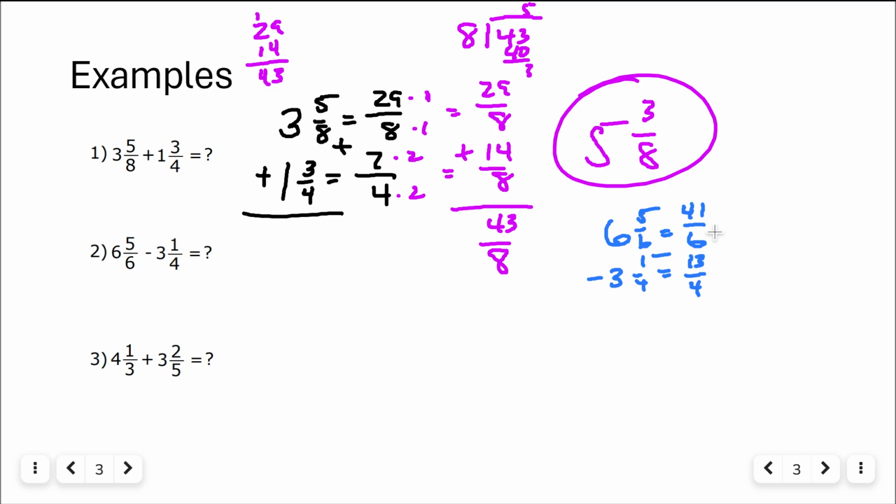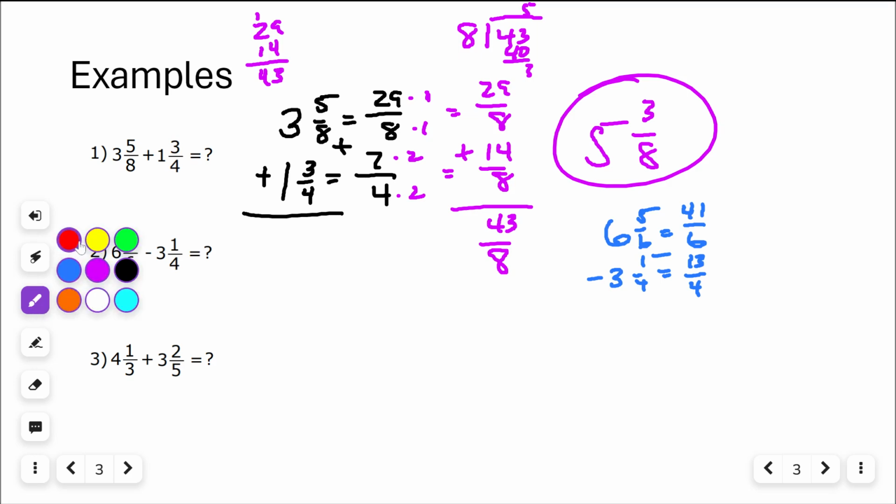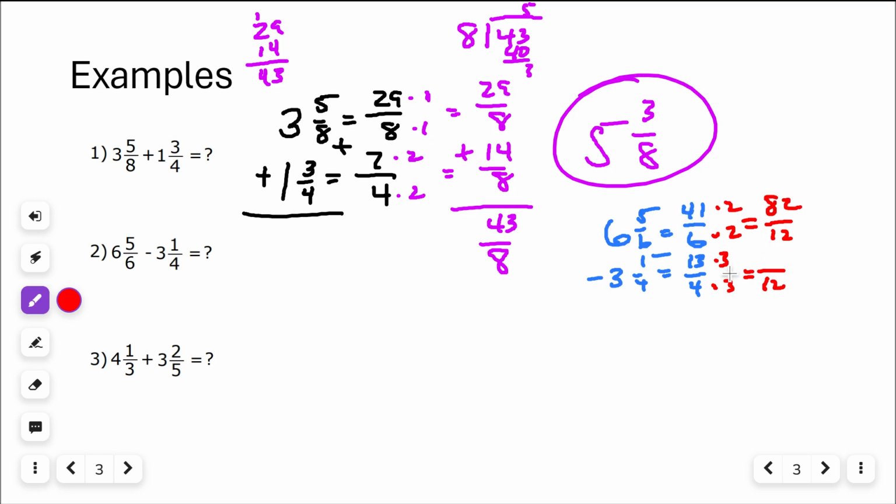I need a common denominator between 6 and 4. The first number that both of them go into is 12, right? So I want to make the denominators 12s. So 4 times 3 would be 12, and 6 times 2 would be 12. 41 times 2 is 82, and then 13 times 3 is 39. I'm going to subtract them.